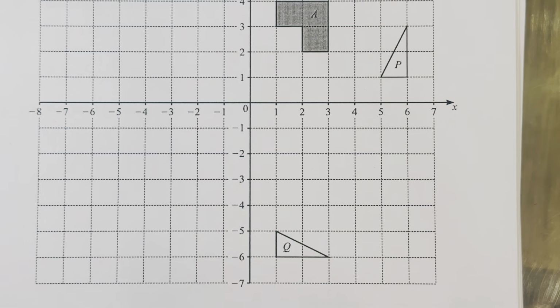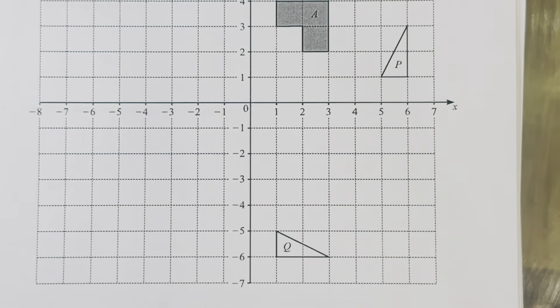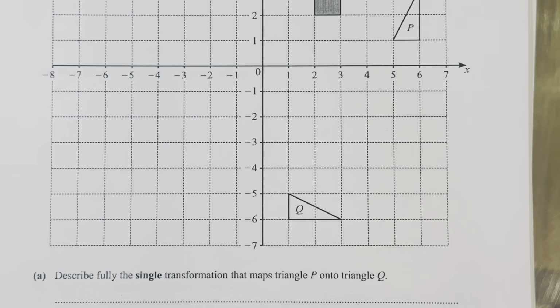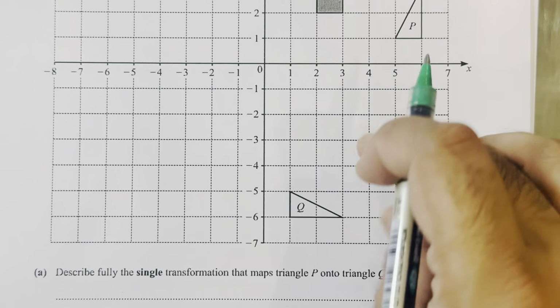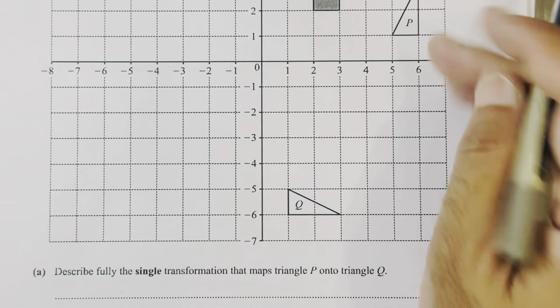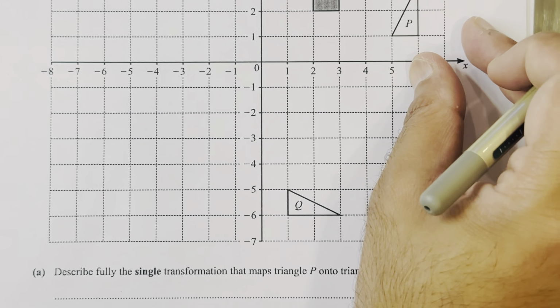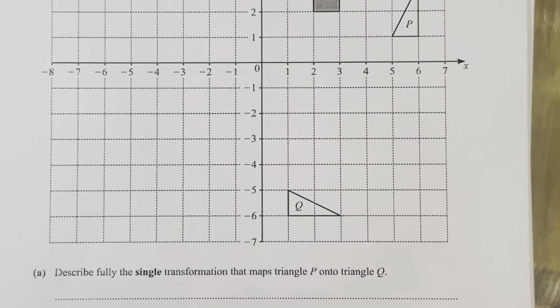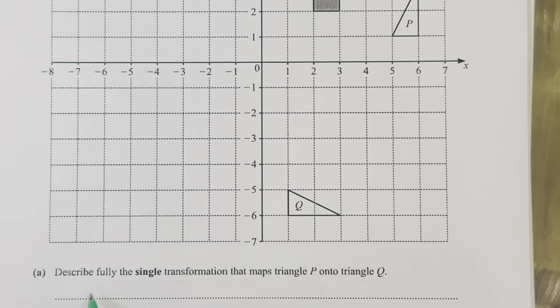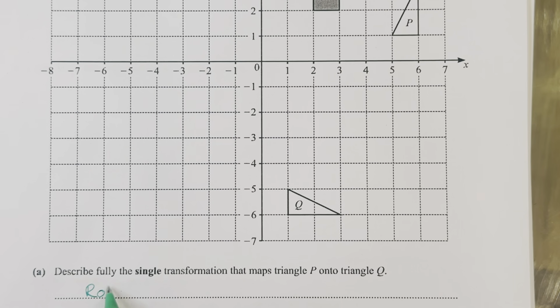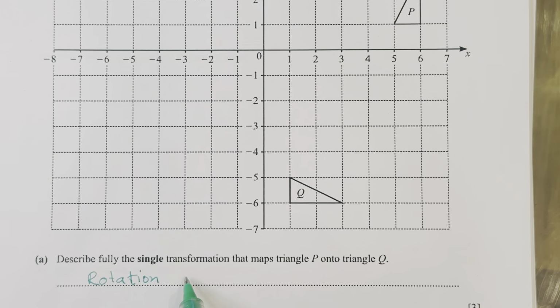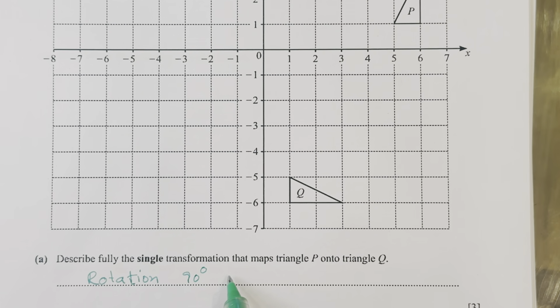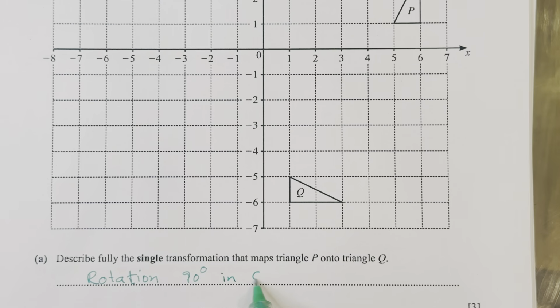We need to draw it. Describe the single transformation. You can write it is a rotation, because we know that it is rotating. How much is it rotating? We know that if we take a turn clockwise, it means 90 degrees it is rotating. So we're gonna write rotation, 90 degrees in clockwise direction.